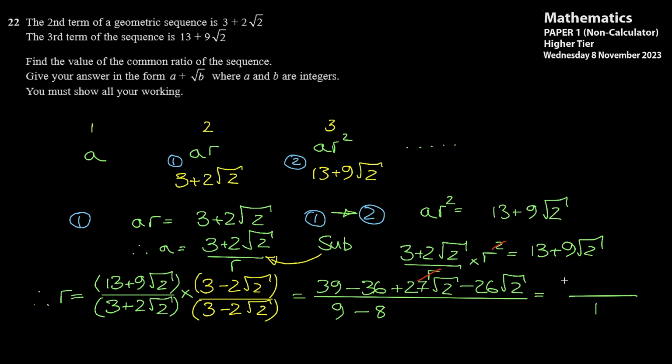39 minus 36 is 3, and 27 root 2, take away 26 root 2, leaves 1 root 2. And yes, we can get rid of the divide by 1, and we can declare 3 plus root 2 as the answer.